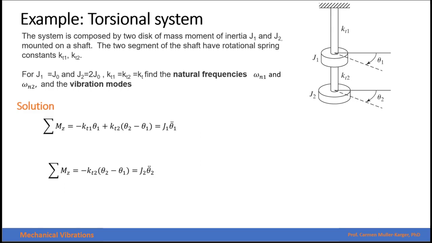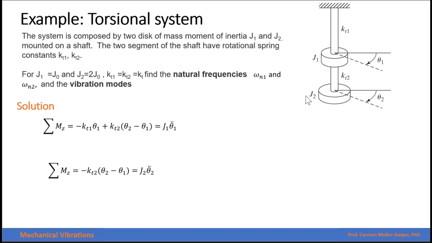We take moments on each of the rotational disks along the axis of the shaft, and then we have that the moment created by the rotational spring 1 will be the constant of the spring times the rotation of the disk. The moment created by the second segment of the shaft will be the relative rotation between the two disks times the constant of that spring. And that's equal to the mass moment of inertia of disk 1 times the angular acceleration.